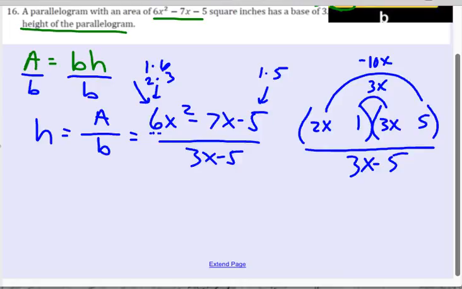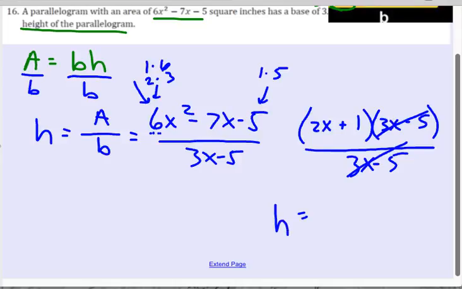3x minus 5. Okay. Oh, which one was negative again? Shoot. I think it was negative 5 and a positive 1. That'll give me 3x, negative 10x. Yeah, that'll work. So once we factor it, we can see that the 3x minus 5's will cancel out. So that means my height has to be 2x plus 1 inches.